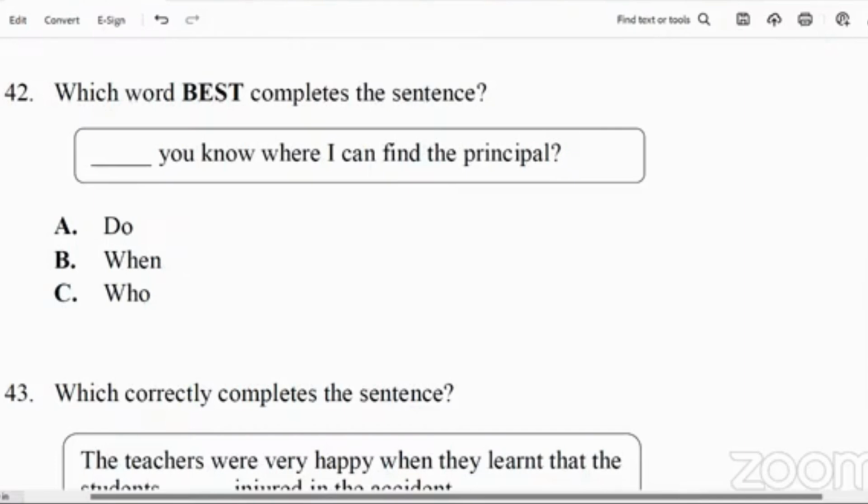Question 42. Which word best completes the sentence? Blank, you know where I can find the principal. Okay, so which word completes that sentence best? Do you know where I can find the principal? When you know where I can find the principal? Who you know where I can find the principal? The answer is A. Do you know where I can find the principal?